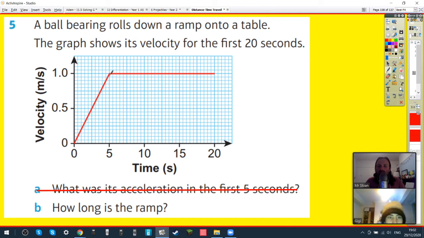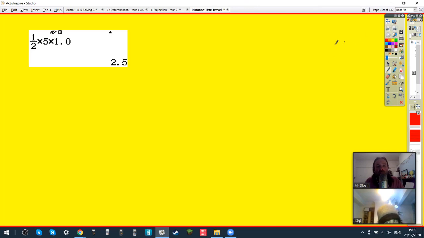What is the distance covered for this part? First 5 seconds. It's a triangle. What does that mean? So this would be 5. Triangles. Oh, 10. 10 then. Nope. Triangle's half a rectangle. 2.5. Yeah. Half times base times height.